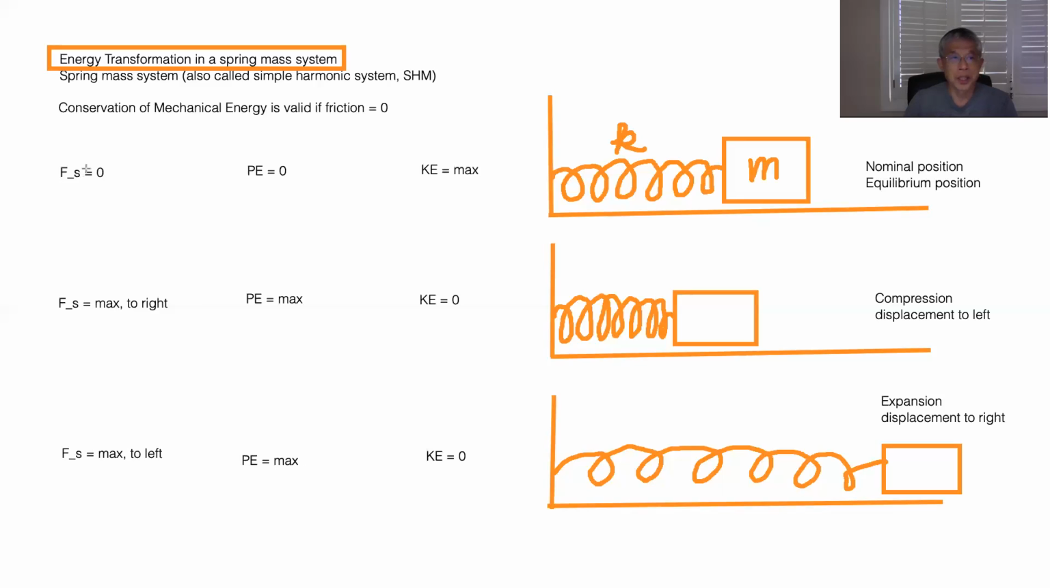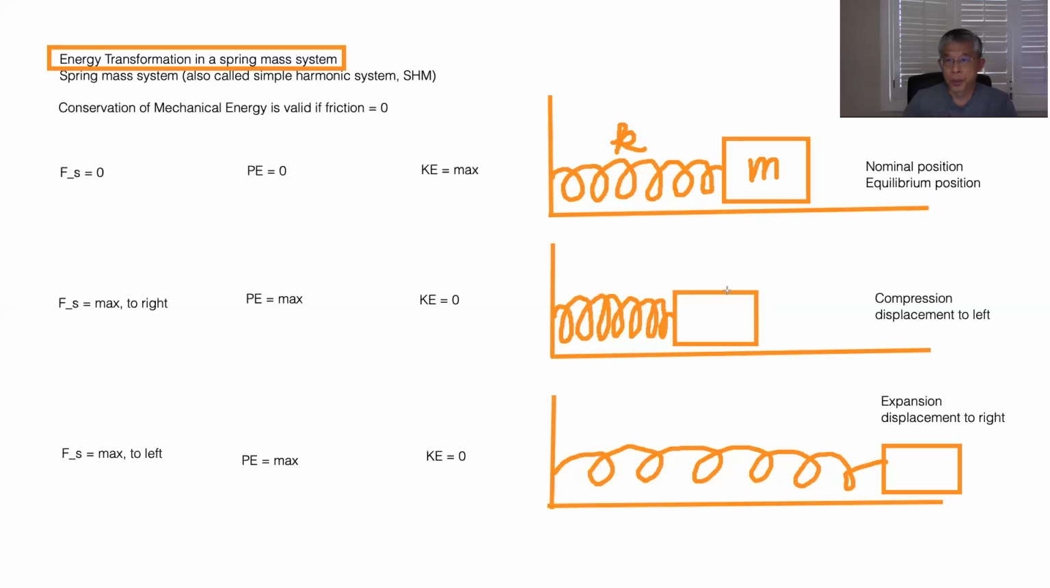Now let's take a look at the spring force. When your delta x is 0, or your x is 0, then according to Hooke's law, F is equal to kx. So your F spring, the spring force, will be 0.